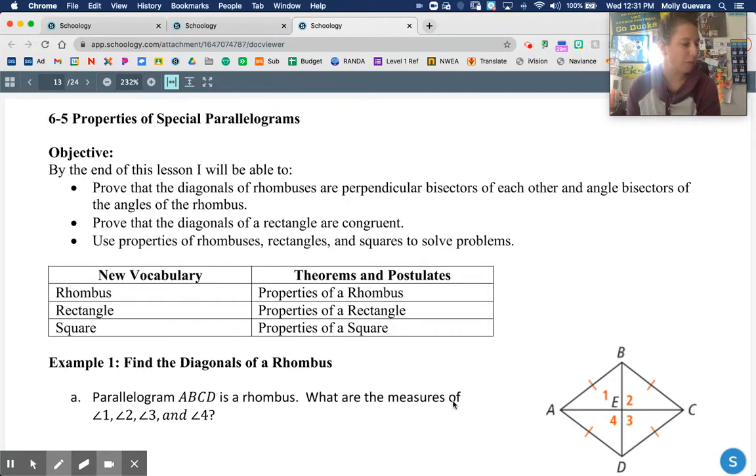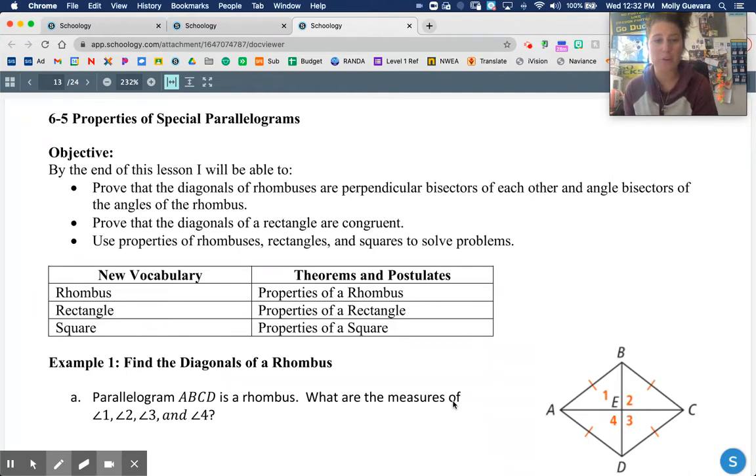So what we're going to do is show that the diagonals of a rhombus are perpendicular bisectors of each other and angle bisectors of the angles. And then we're going to prove that the diagonals of a rectangle are congruent. And then we're going to use all these properties of rhombuses, rectangles, and squares, rhombi, to solve problems and just work through them. So no new vocabulary today.